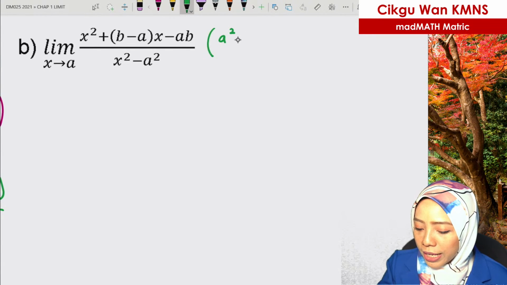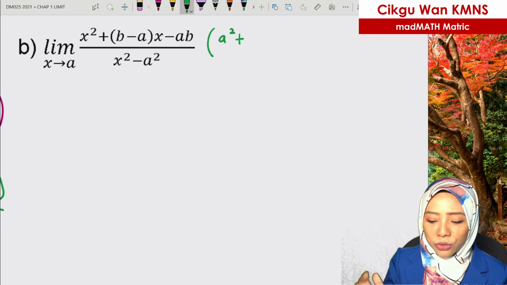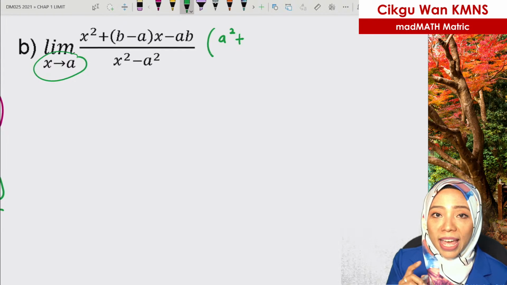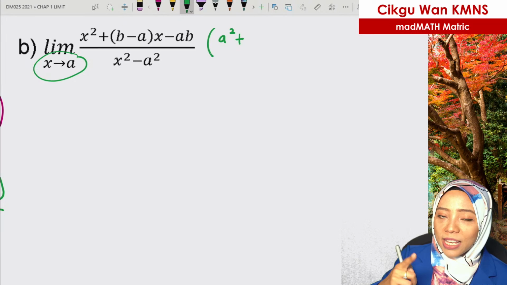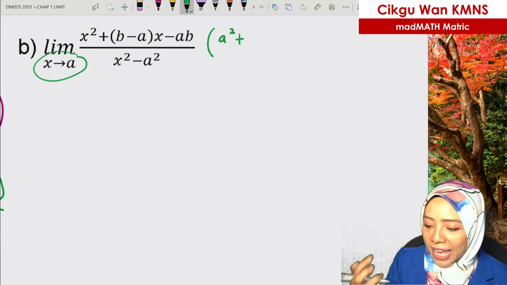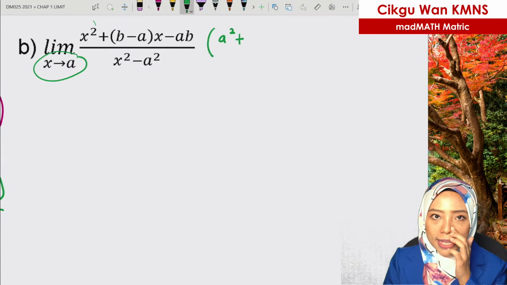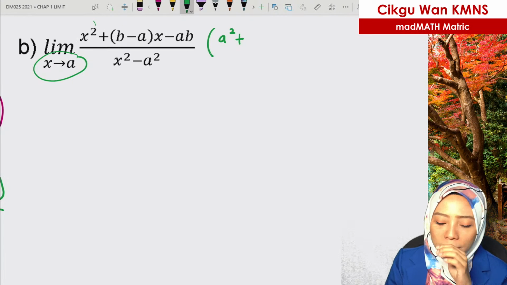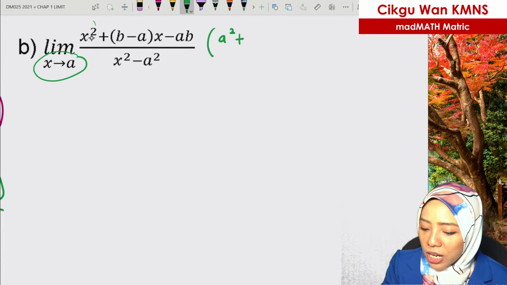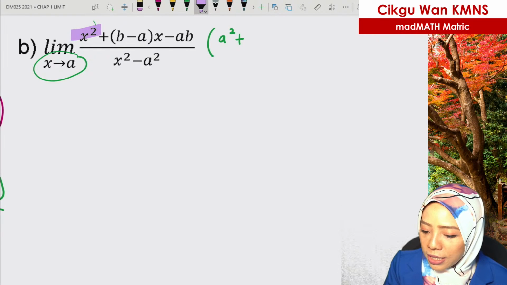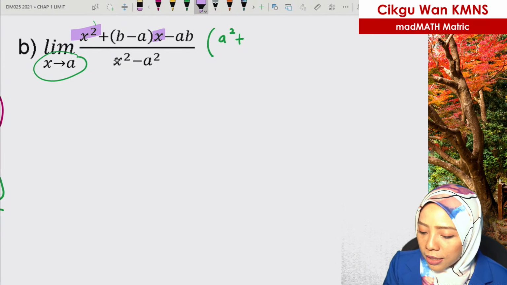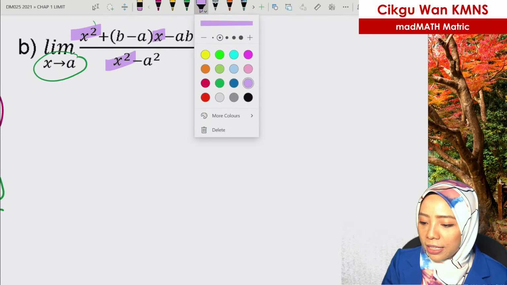Okay, a square. And then there are many unknowns. Where do we substitute? The x, we have to substitute with a. Only x. Don't do anything to the a, and don't do anything to the b. Only x. So now we have a square. Okay, we have this one, this one, this one. That is all that needs to be replaced.